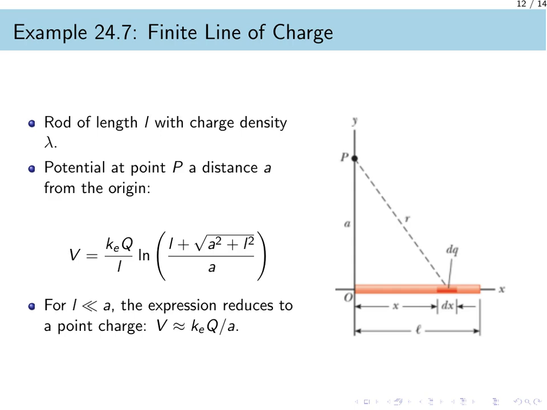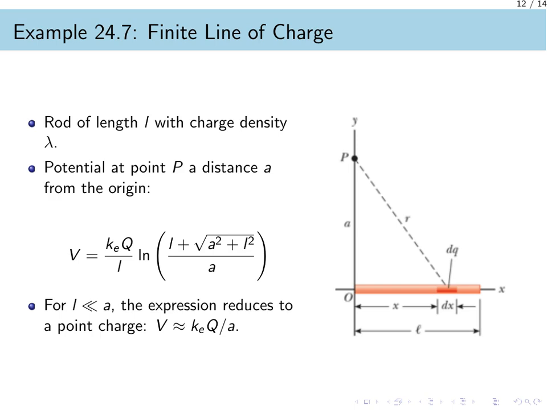Let us examine a finite line of charge. We have a rod of length L with a uniform linear charge density lambda lying along the x-axis. We want to find the potential at point P, which is a distance a from the origin along the y-axis. We define a tiny segment of length dx with charge dq and integrate along the length of the rod.